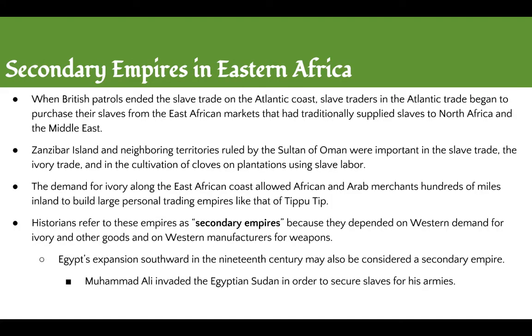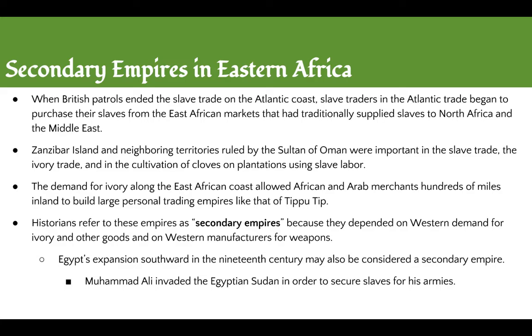Of course, the last little bit from this section is about secondary empires in Eastern Africa. And I mentioned this to you in class today, how we have our primary large empires that begin producing for themselves. Whereas secondary empires, we call them this because they depended on the Western demand for ivory and other goods and on Western manufacturers for weapons. Basically, they're secondary empires because they would not exist without trade with Europe.